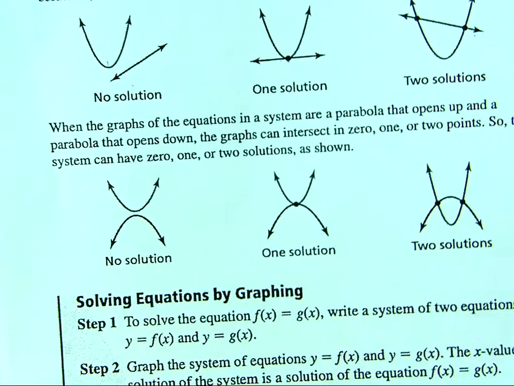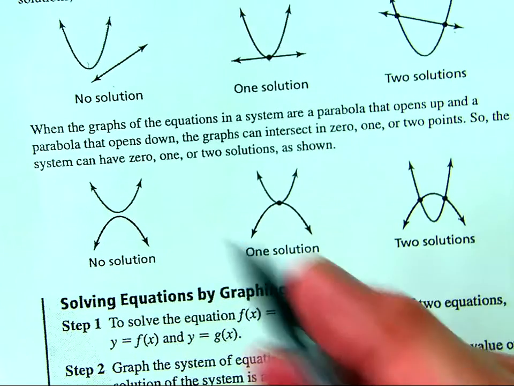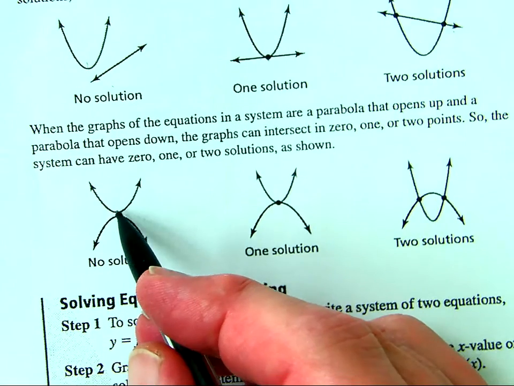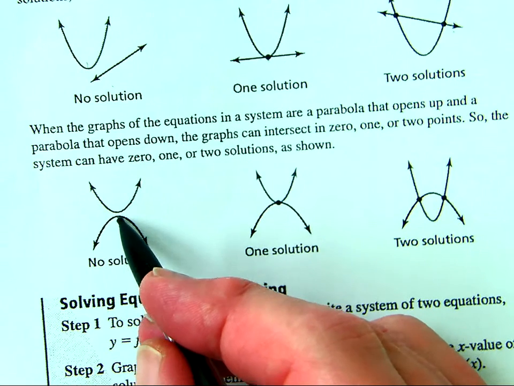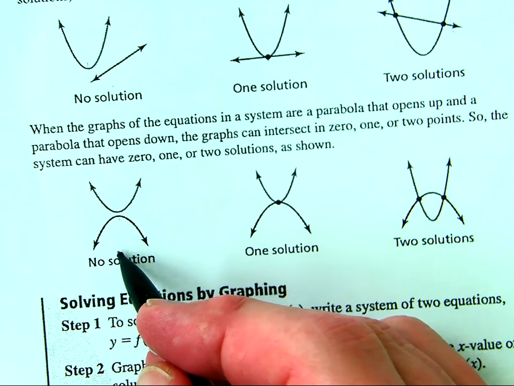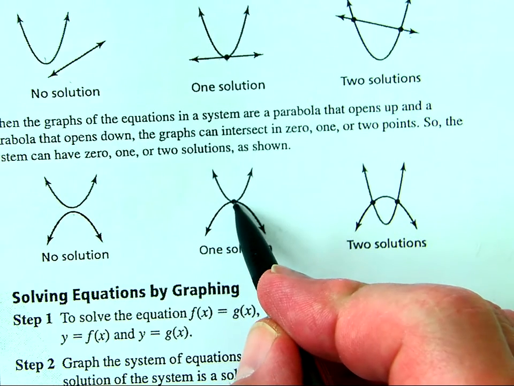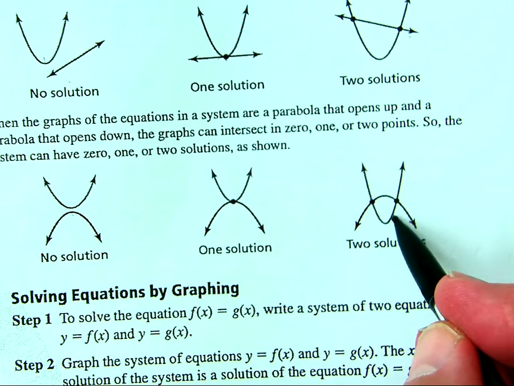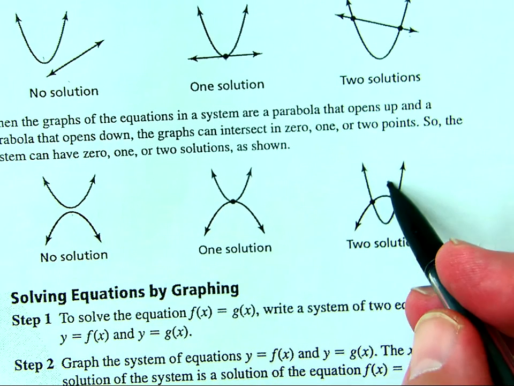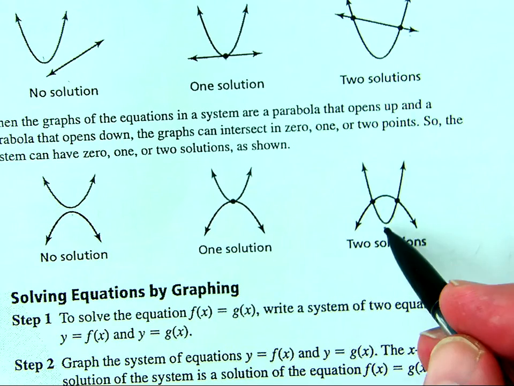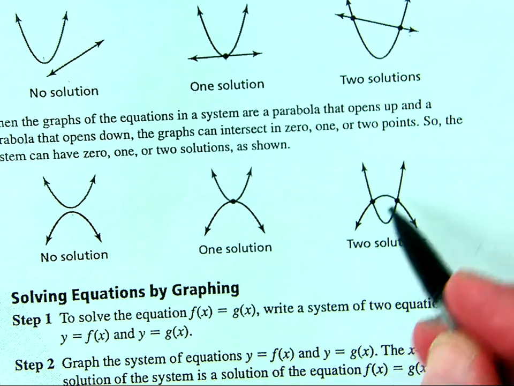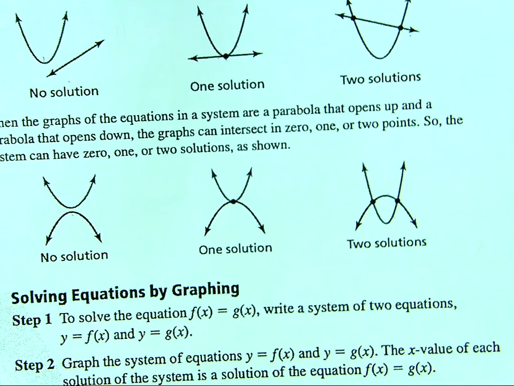Now if you have two quadratics, you have three choices. They could be like this, where one's up and one's down, and the up one is above the down one, so they don't touch, no solution. You could have one where they only intersect at the vertex, so one solution. And then your third one is if they're up and down, but the vertex of the down one is above the vertex of the up one, like this, so they intersect in two points. So you could have no solution, one solution, or two solutions.